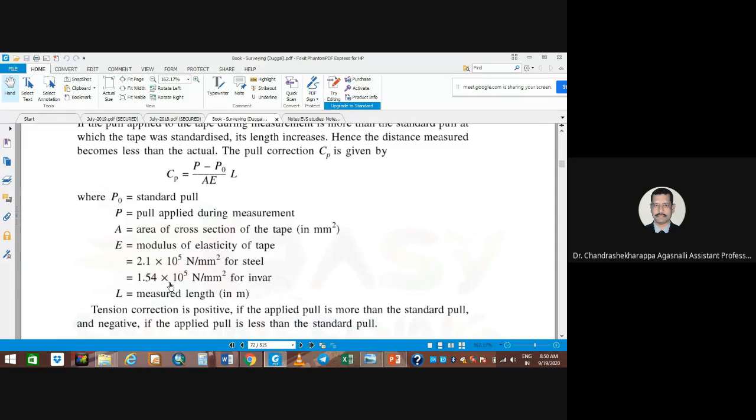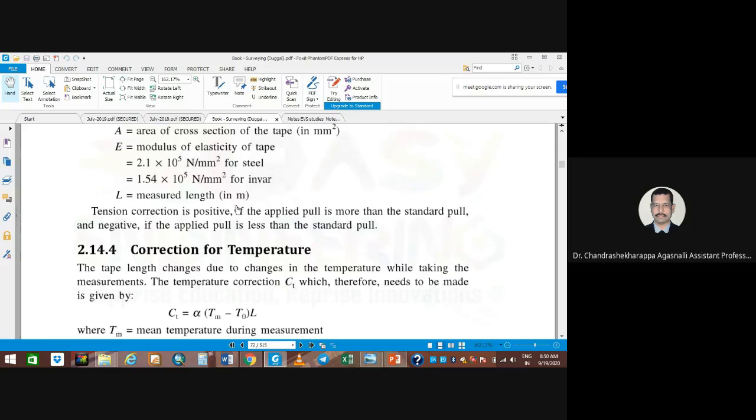That means the stretching elasticity. Some tapes are metal tapes, you cannot stretch them. Only synthetic tapes, or a nylon wire, for example a 10 meter one, when you stretch it, will be more than 10 meters. So that is how we need to do the corrections here. L is the measured length. Tension correction is always positive if the applied pull is more than the standard pull, and negative if the applied pull is less than the standard pull.